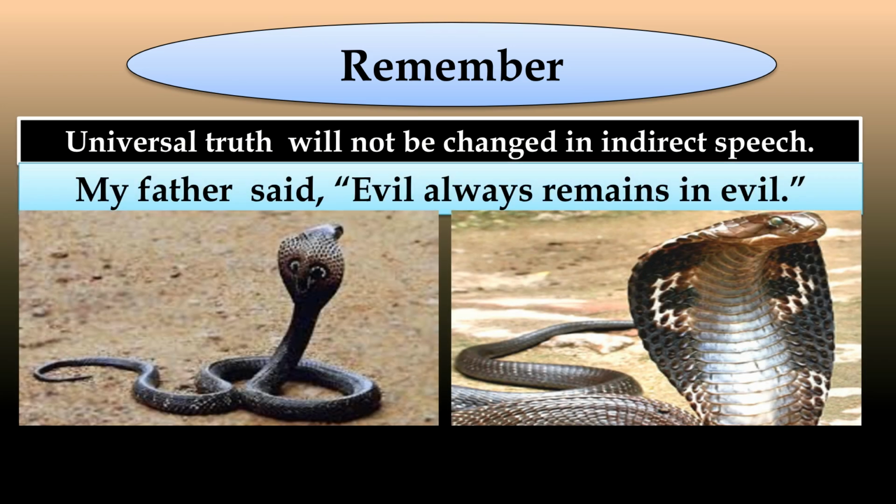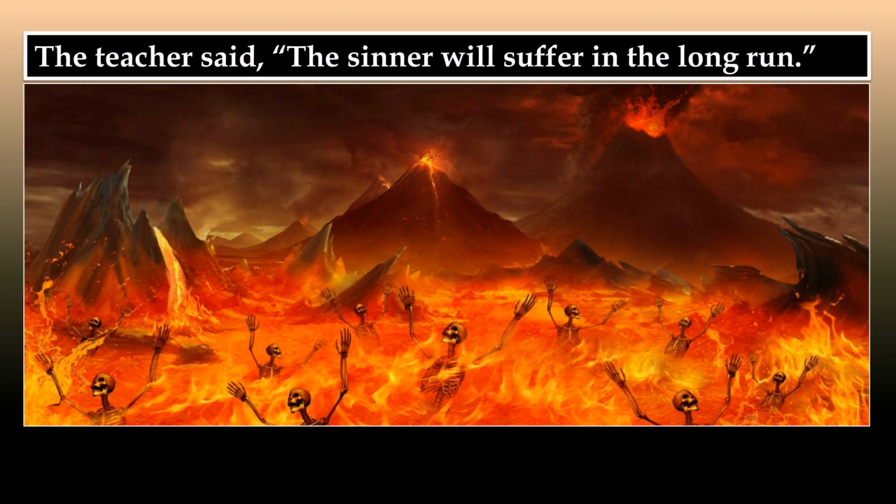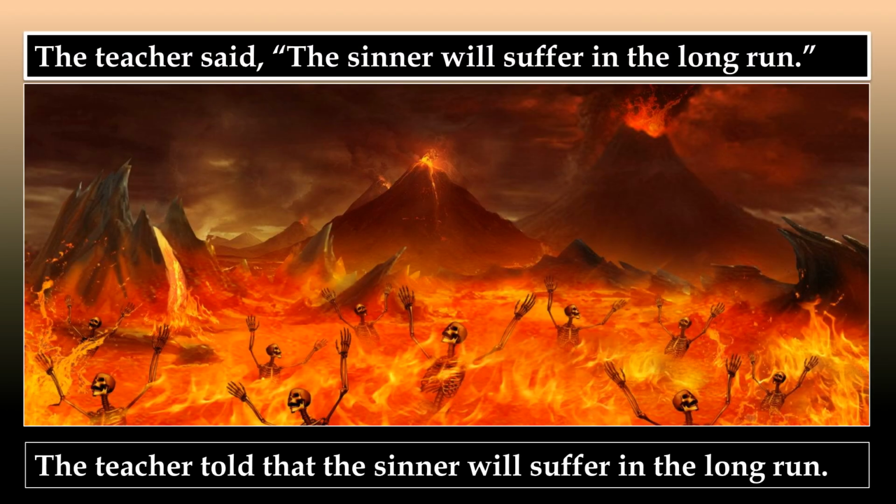My father said evil always remains in evil. It remains. My father told that evil always remains in evil. Another example of universal truth. The teacher said, "The sinner will suffer in the long run." It remains. The teacher told that the sinner will suffer in the long run.